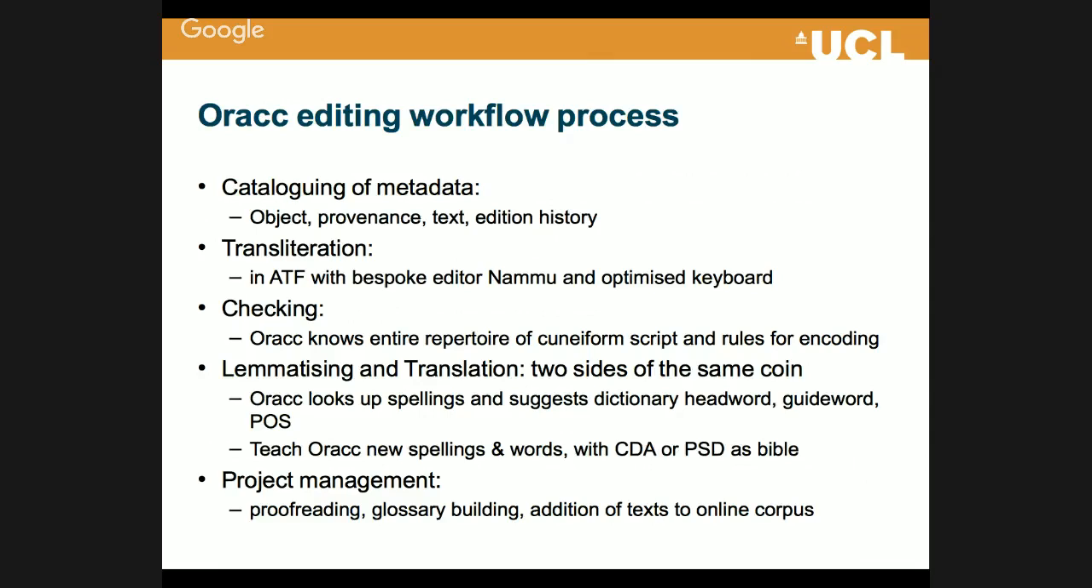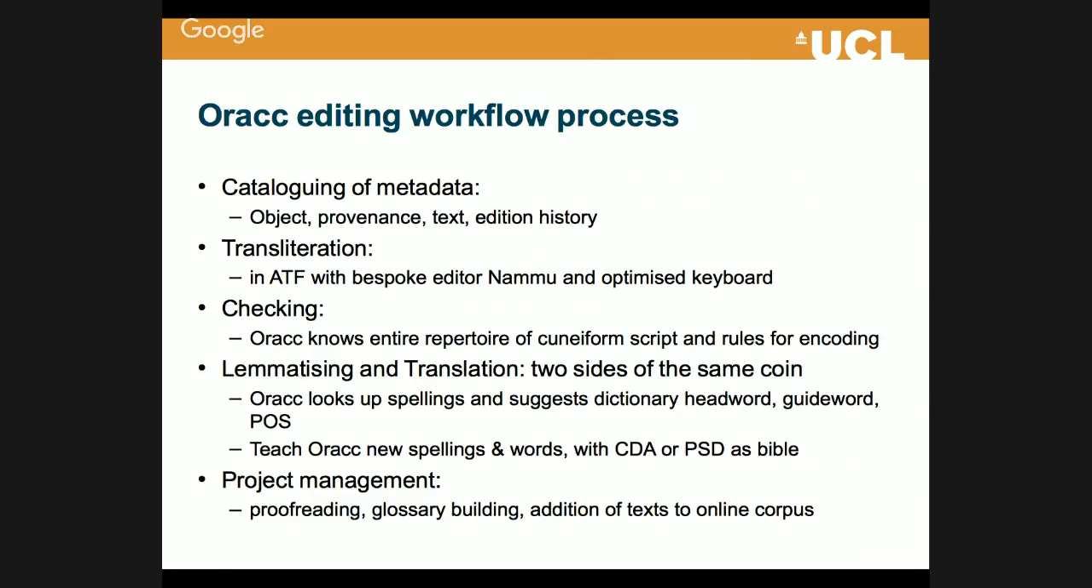But Auric has an inbuilt proofreader, right? It checks the validity of what you've typed, both in terms of the ATF, is it valid code, but also is it a recognized reading of a cuneiform sign, right? And it will tell you off if you write nonsense. It won't tell you if your transliteration is true and accurate, but it will tell you if it's valid.